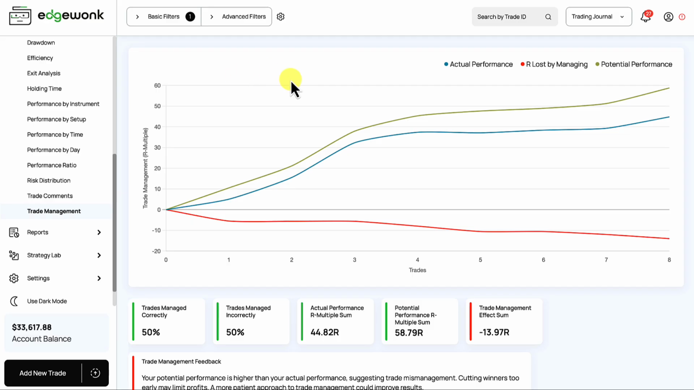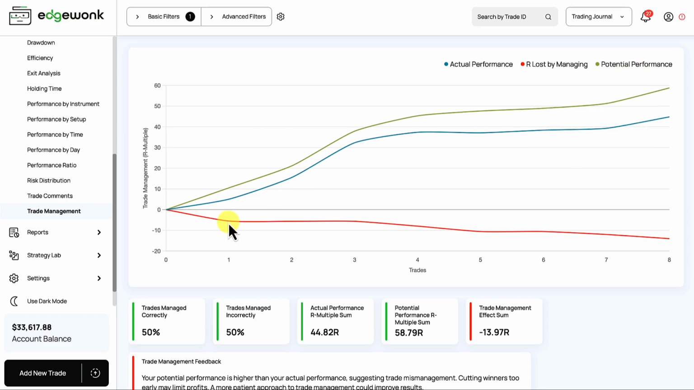So when we look at just a subset of trades in this journal, you can see that this line is now red. And as I said, this is now called R lost by managing because this ends below the zero line. The message is still the same. Potentially the trader could have made more money here for this subset of trades because the olive green potential performance line is above the actual performance line.